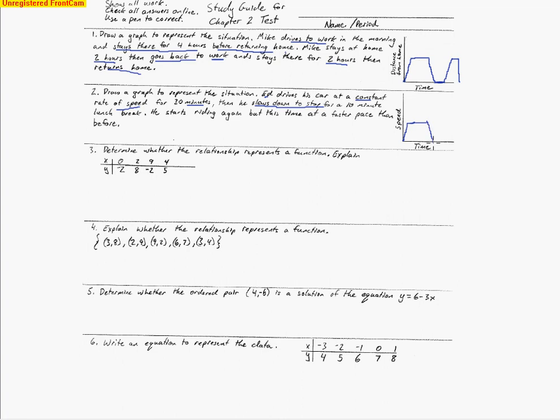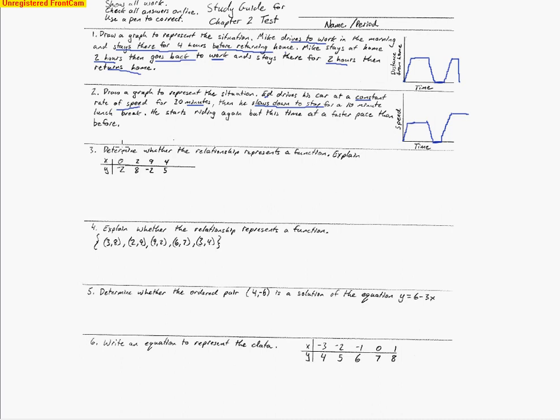That means we're at the bottom of the graph on the x-axis. He stays there for 10 minutes while he takes his lunch break. So we'll go over for a little bit, showing that I've gone over for 10 minutes. And then he starts riding again, but this time at a faster pace than before. So we have to go above the line that we had before and then continue it out. And they don't mention anything else, so we'll just stop the graph there.